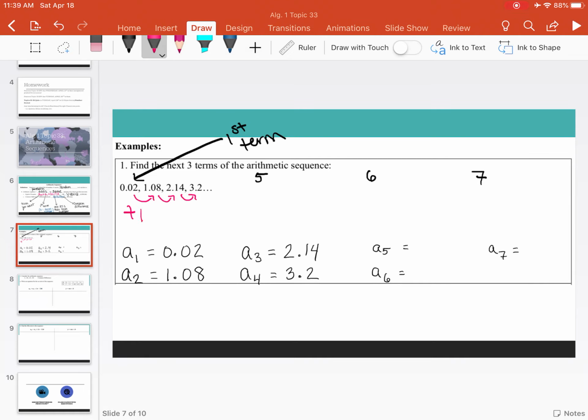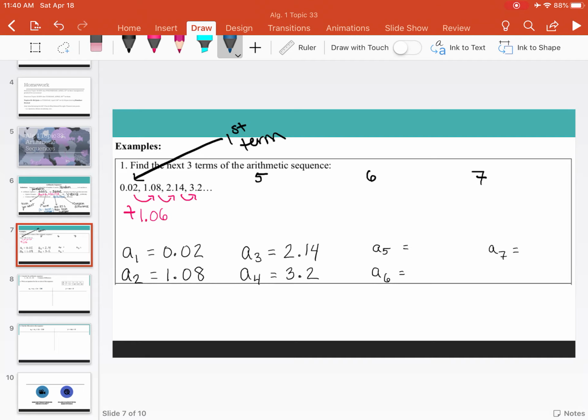Well, we're adding 1, and then in order to get to 2/100ths to 8/100ths, we add 6/100ths, 1.06. Now, to make sure that this is consistent, we can test it out going from the second term to the third. 1.08 plus 1.06 gives us 2.14, which is the third term, etc., etc. So what we have to do now is keep adding this value in order to get our fifth term, sixth term, and seventh term.